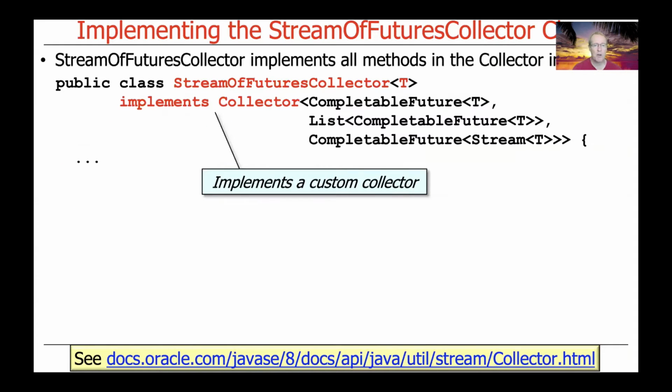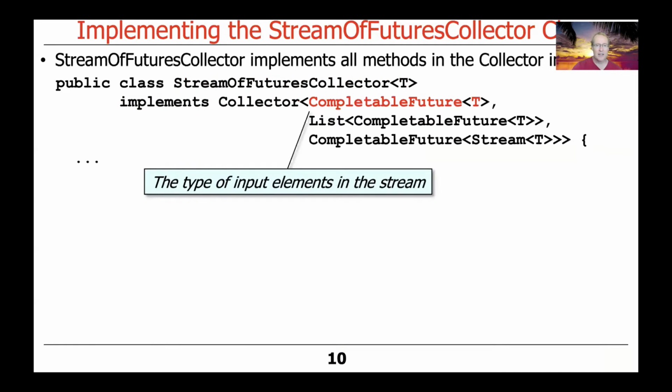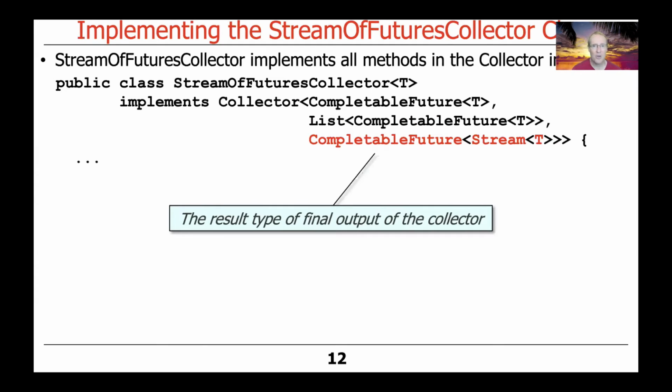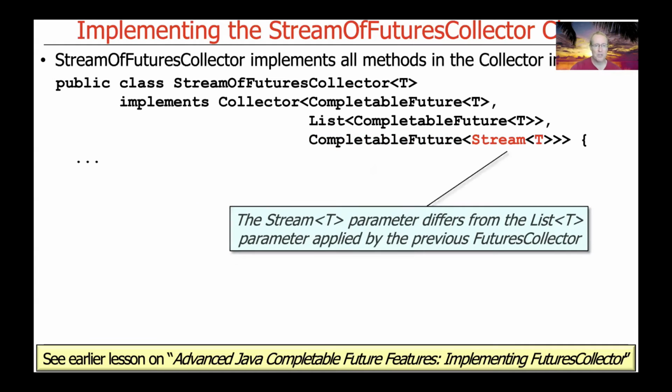So here's what StreamOfFuturesCollector looks like. We implement a custom collector. It's going to have a stream of completable futures to elements of type T. We'll have a mutable result container, which will be a list of completable futures to type T. In our case, type T will typically be images by this point. And then the return value of this collector is a completable future to a stream of T. So this is a good example where we can use the finisher method for good purpose.